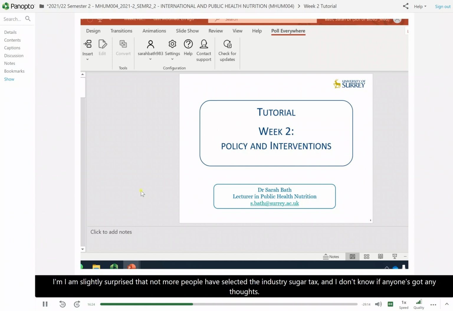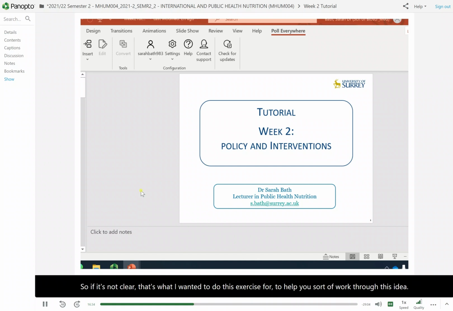I don't know if anyone's got any thoughts, or if anyone, the point of me doing this is to help you understand what's upstream, what's downstream, what's a national policy. So if it's not clear, that's what I wanted to do this exercise for, to help you work through this idea. So the sugar tax is an example of an upstream national policy. So anyone who put that, that's great, because as I say, it's not within the individual's control.